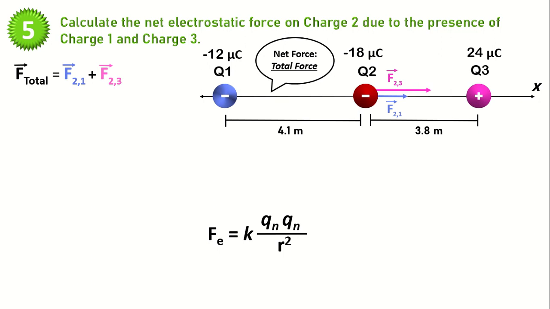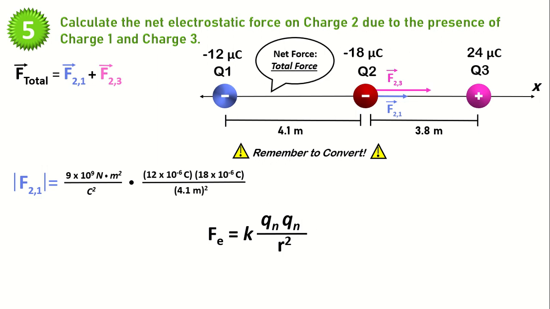I represented Q1 and Q2 with Qn this time because since we're dealing with more than one charge, like charge 1, charge 2, and charge 3, I didn't want to confuse you guys with the rigid notation of 1 and 2. So I felt this was a little bit better. Alright, let's make sure to convert.